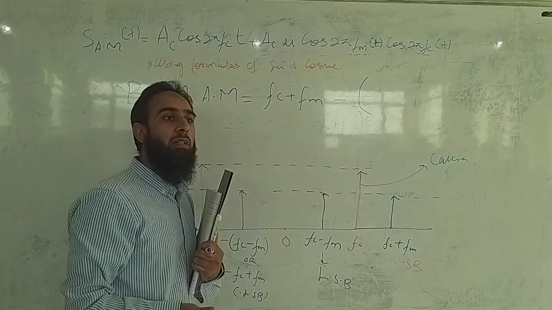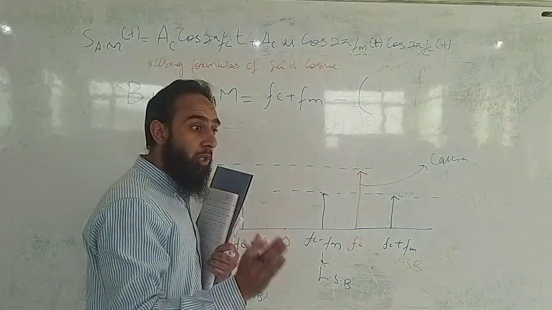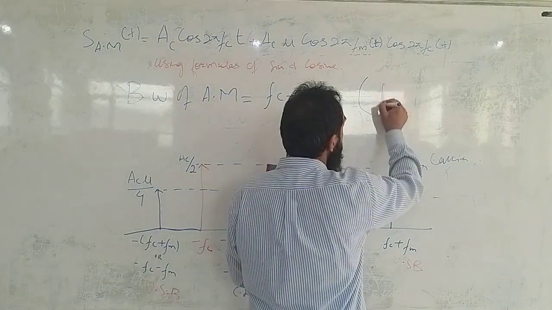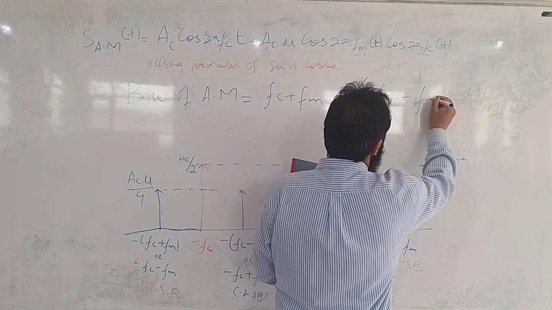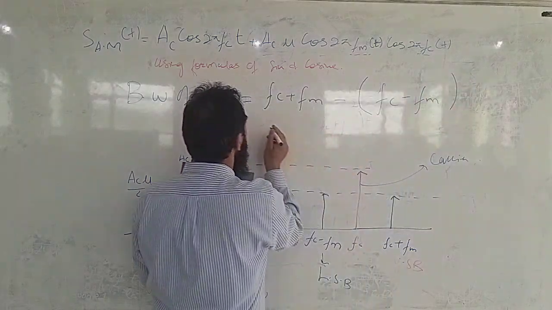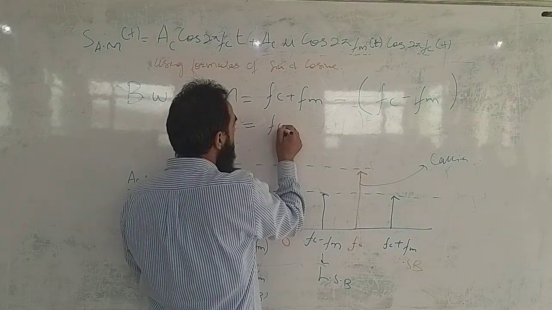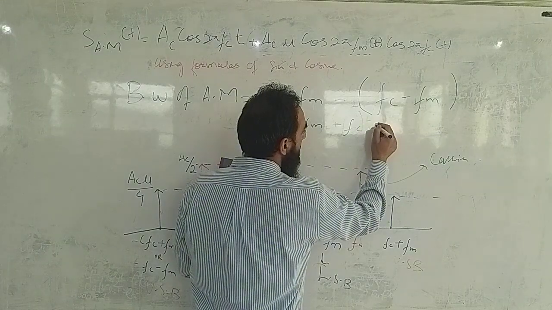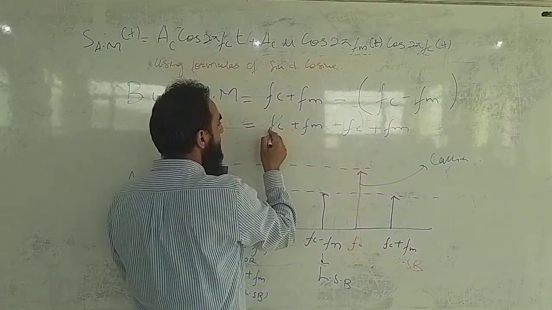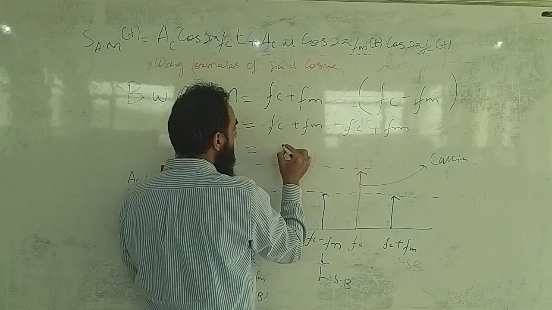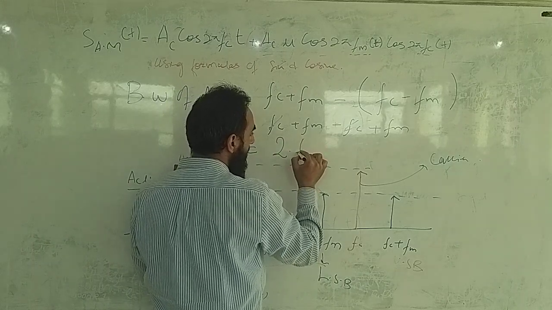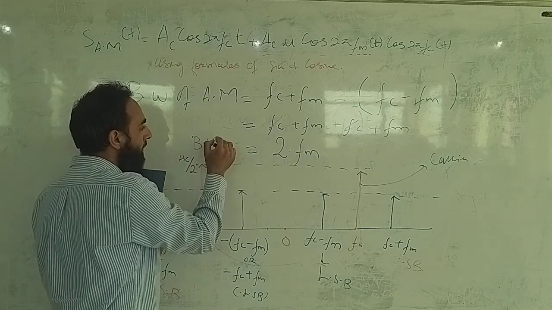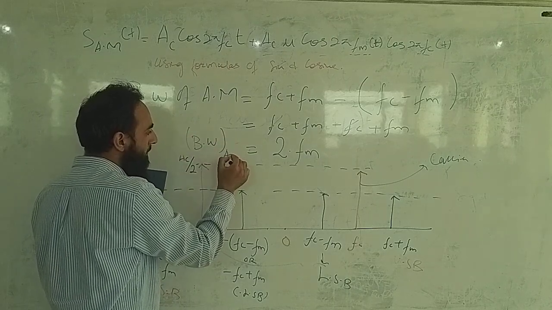Lowest positive. Not lowest. Lowest is this then. Lowest positive. So lowest positive is FC minus FM. So FC minus FM is my lowest positive. When I expanded FC plus FM minus FC plus FM, FC and FC cancel out. What remains is 2 times FM, which is the final bandwidth of the AM signal.